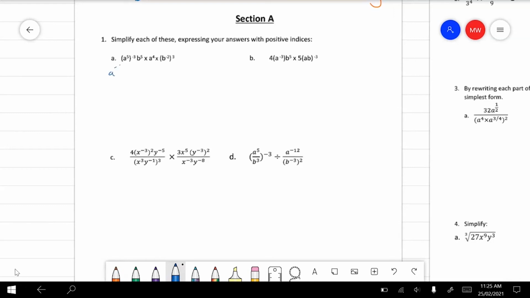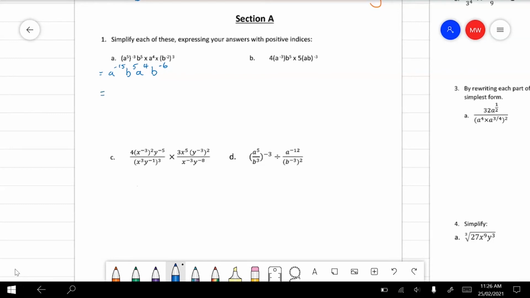a to the negative 15, that's 5 times minus 3, b to the 5, a to the 4, b to the negative 6. And we have a quick glance up here, and the important thing is that it's told us that we need positive indices here. So we're going to answer this one in positive index form.